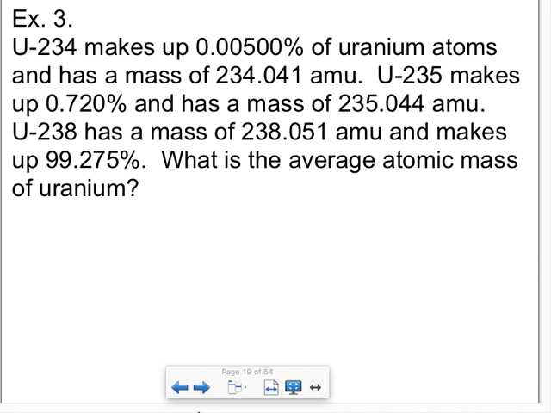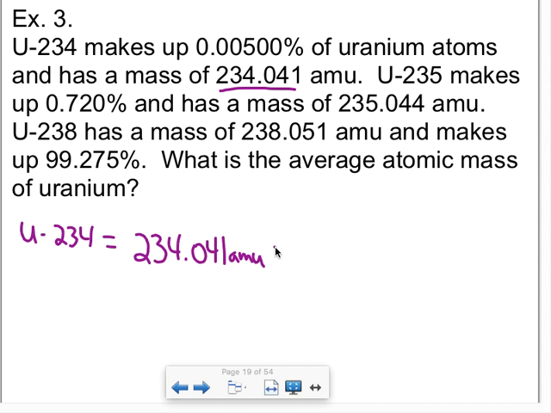Okay, this one's about uranium. U-234 makes up 0.00500% of uranium atoms and has a mass of 234.041. So I'm going to write down the mass, and take the mass times the percent in decimal form. Since this is a percent, I have to move the decimal out even more, so it's like 0.00005.